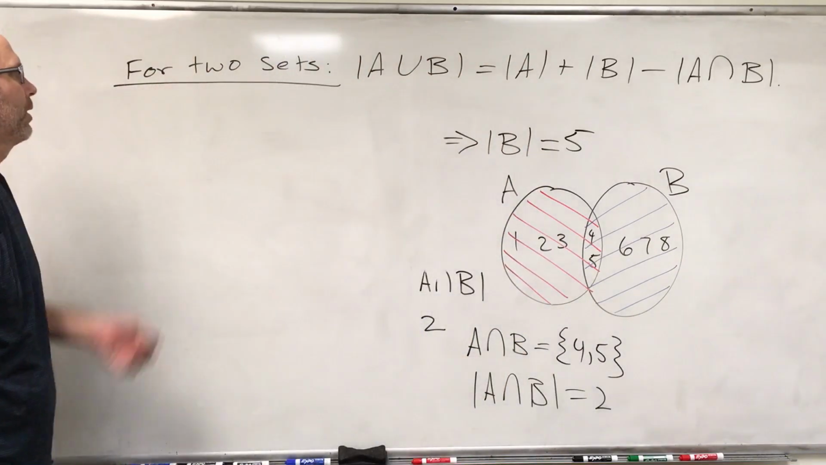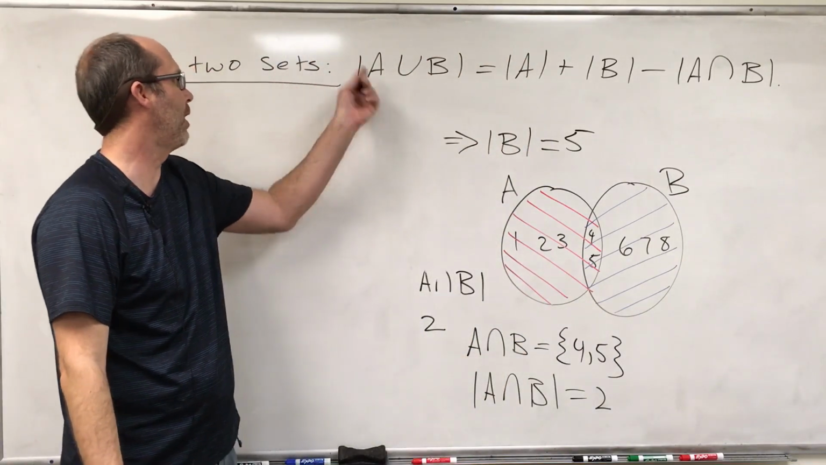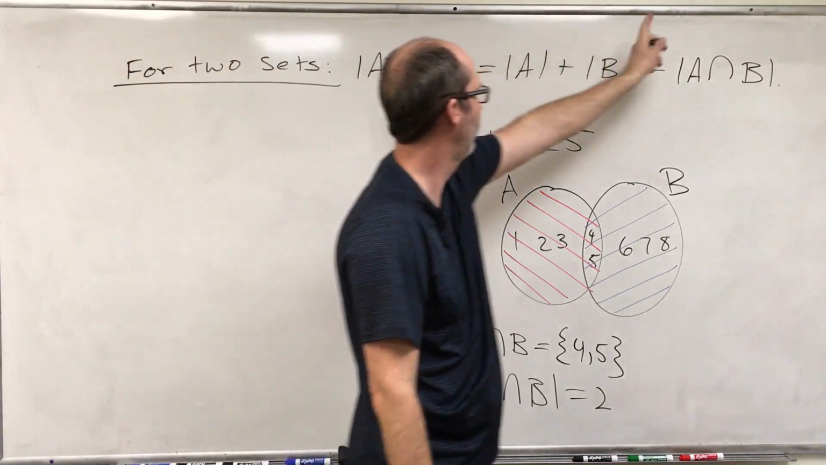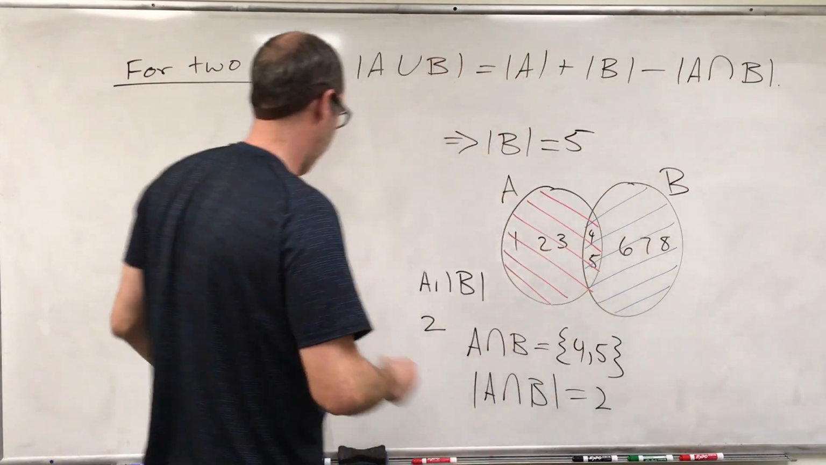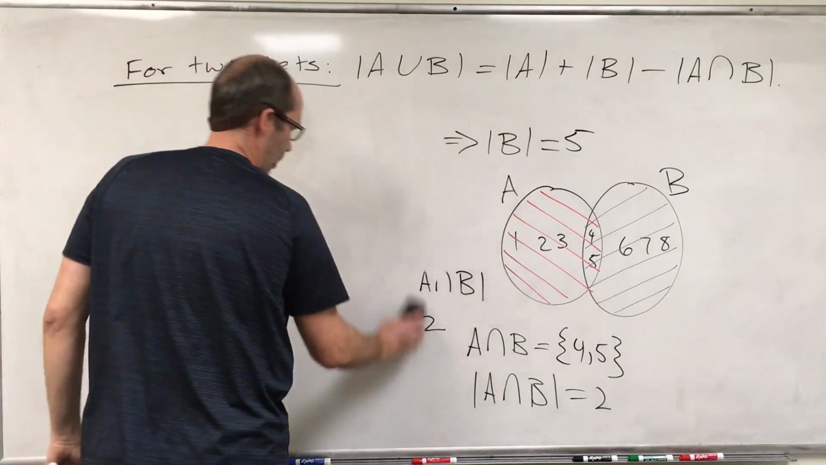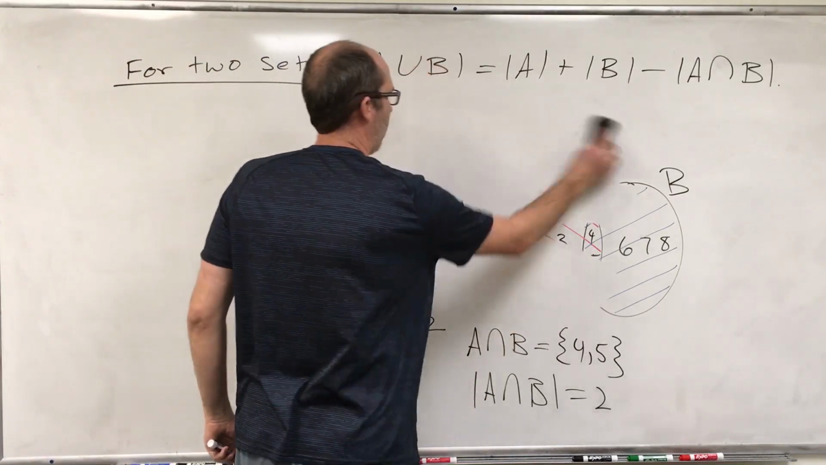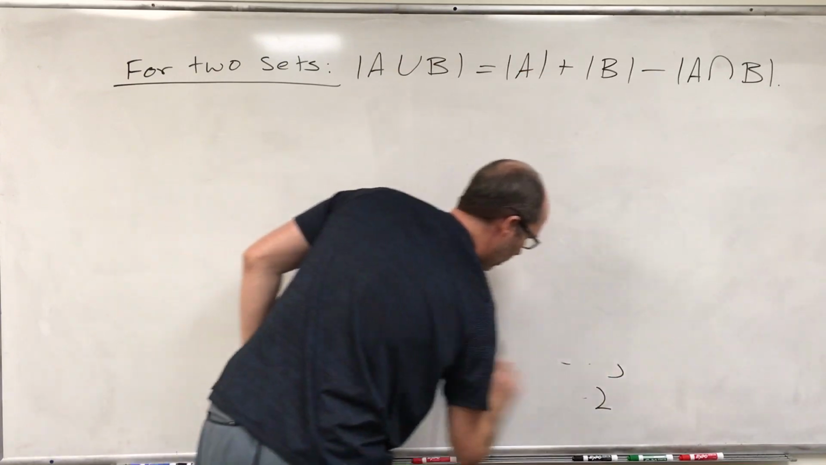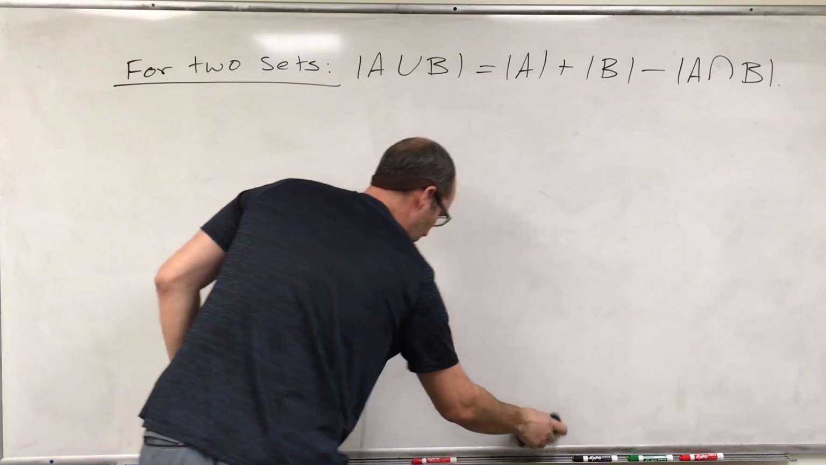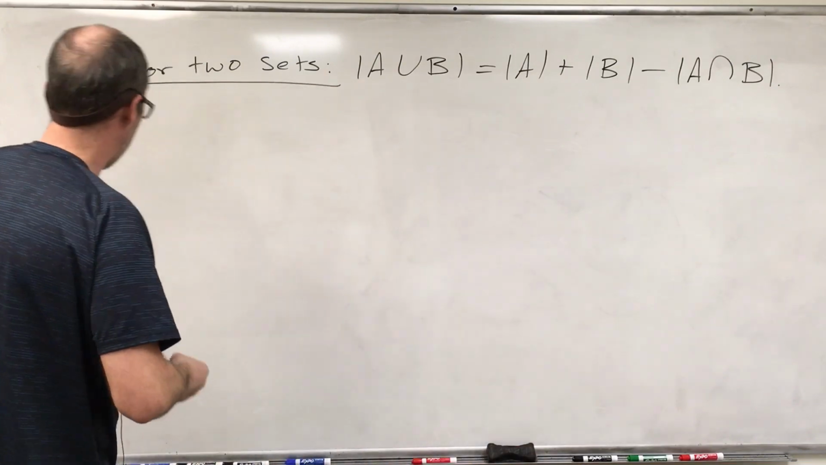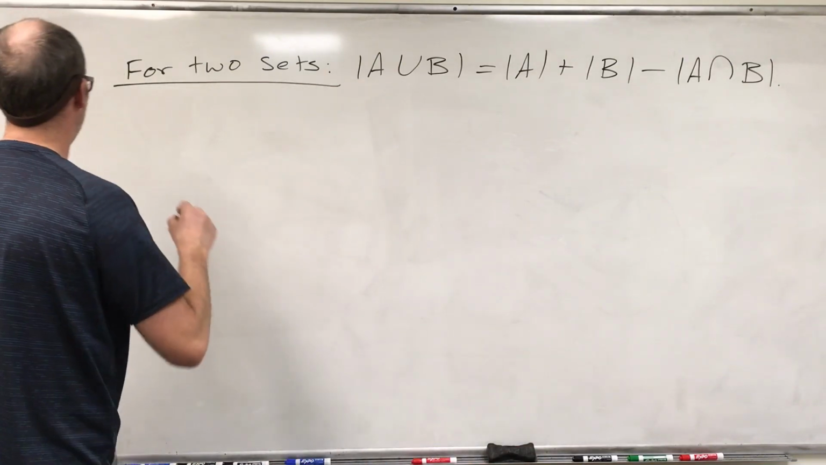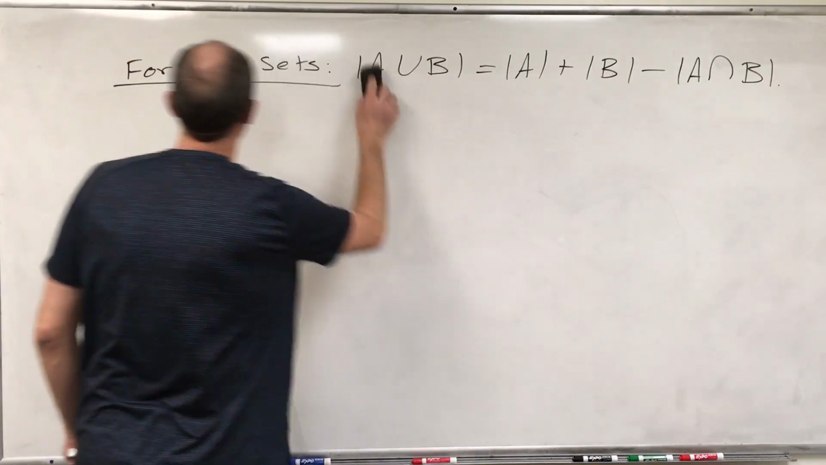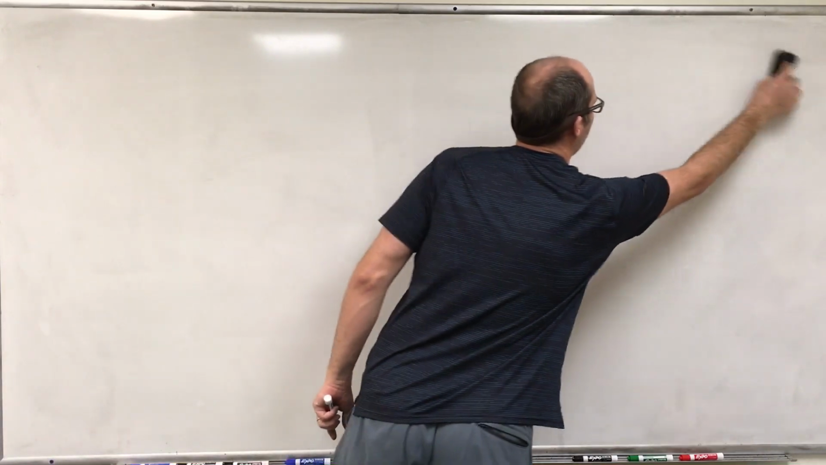So for two sets, the cardinality of A union B is the cardinality of A plus the cardinality of B minus the cardinality of A intersect B. Now let's look at 3 sets.